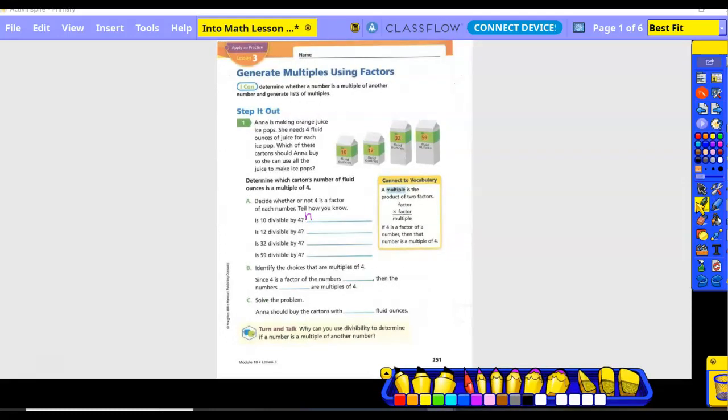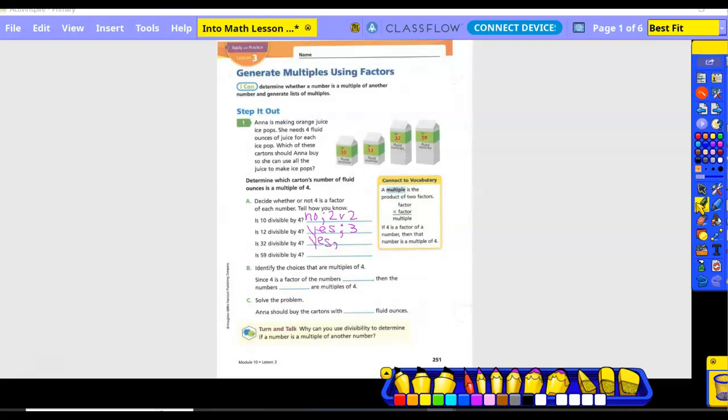Your answer would be 2, remainder 2, right? Okay. What about 12? Is it a multiple of 4? Yes. What about 32? Is it a multiple? Oh, hold on real quick. What is 12 divided by 4? 3, right?